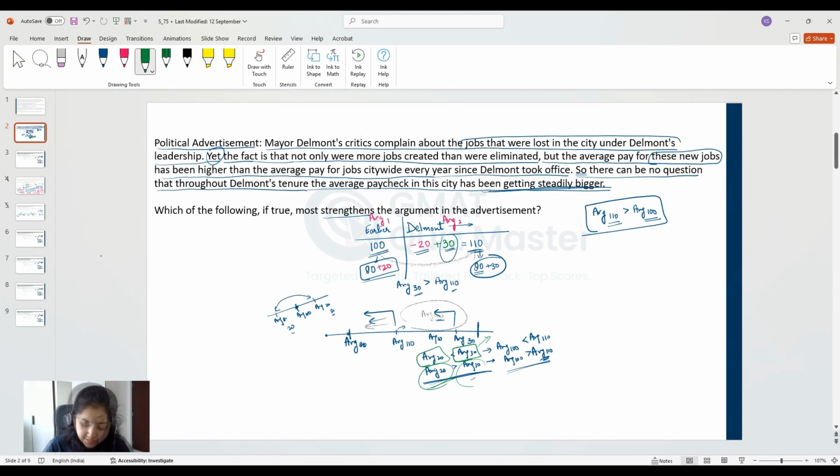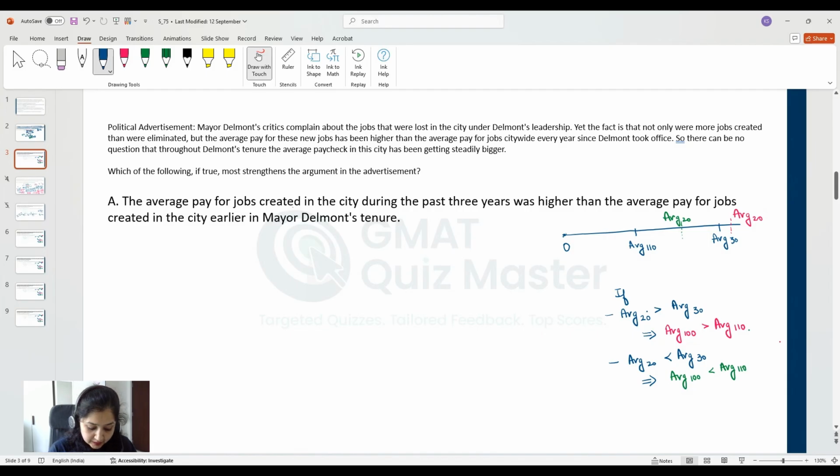Let's come to choice A. Choice A: the average pay for jobs created in the city during the past 3 years. So, this choice is talking about average pay for some jobs. Let's very carefully understand which jobs are being discussed here. The average pay for which jobs is being discussed? Created in the city during the past 3 years.